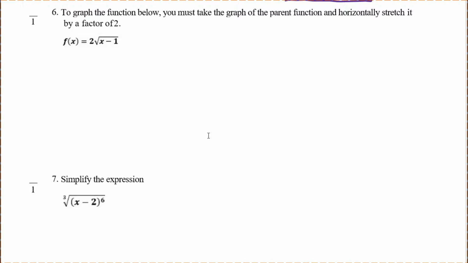All right, to graph the function below, you must take the graph of the parent function and horizontally stretch it by a factor of 2. So the graph below is given by 2 times square root of x minus 1, and they want to see: is this true or false? Okay, so if you take this function, this 2 right here means that you're going to vertically stretch it, not horizontally stretch it, right?